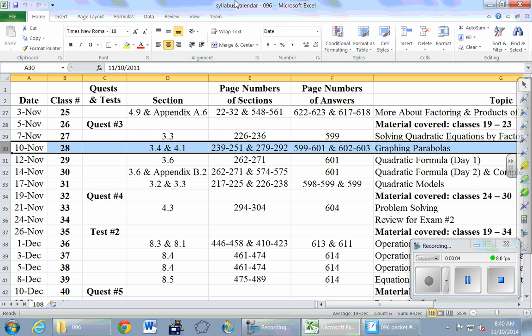Our quick look at the calendar tells us that today we are graphing parabolas. We will use some of the things we learned last class where we were solving quadratic equations by factoring. We're going to use some of those techniques in order to help us graph parabolas.